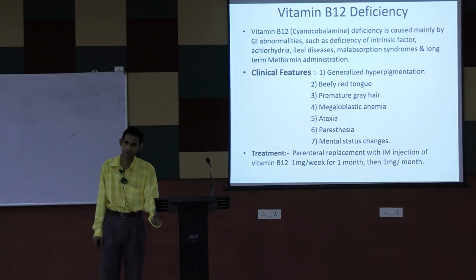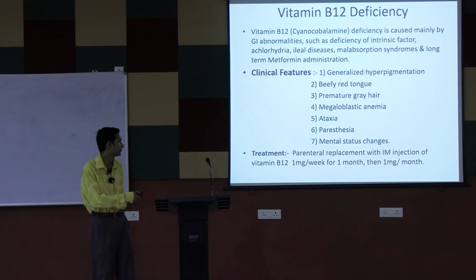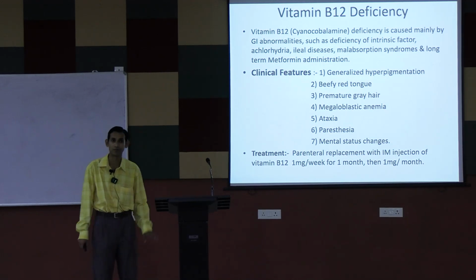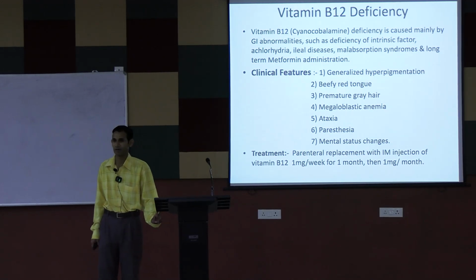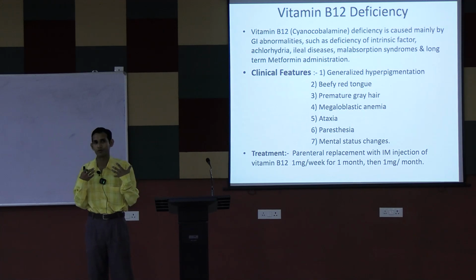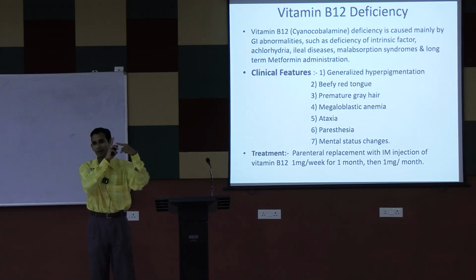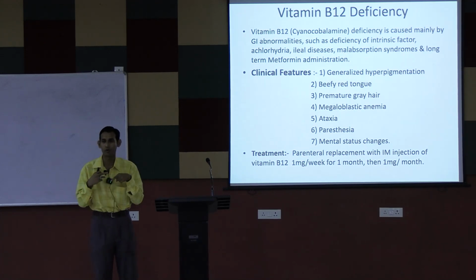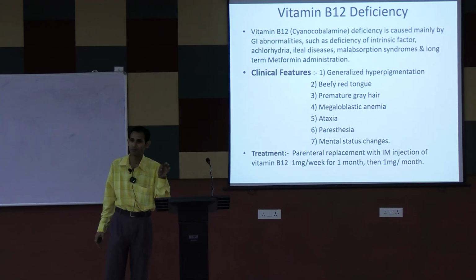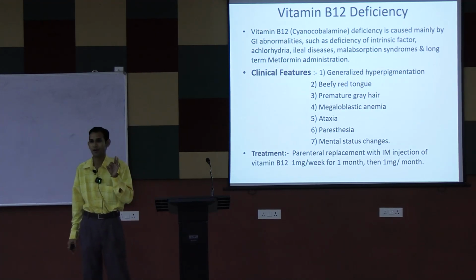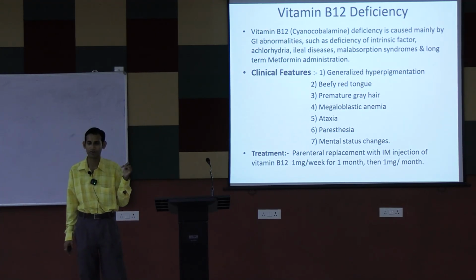So, what are the features of vitamin B12 deficiency? Most important is the generalized hyperpigmentation. This is the most important thing. Generalized hyperpigmentation. The pigmentation mostly occurs in the photo-exposed part. That means face, the dorsum of the hands, the palmar creases, and knuckles, and also nail pigmentation can occur. Mainly the photo-exposed part. That means face, dorsum of the hands, palmar creases, and the nails. So, generalized hyperpigmentation is a very important characteristic finding for vitamin B12 deficiency.